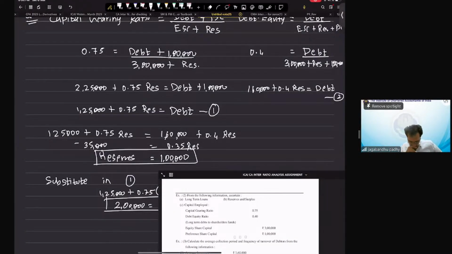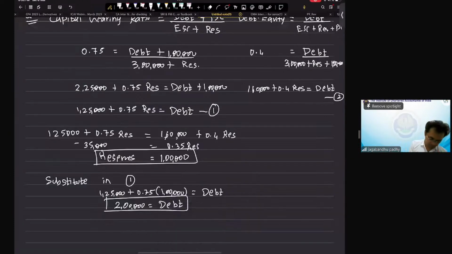So we need the long-term loans, reserves and surplus. Capital employed is just the total of all of them, right? Reserves is 1 lakh because 35,000 divided by 0.35. Got it, Dhanush? Because you have 1,25,000 minus 1,60,000, that is minus 35,000.